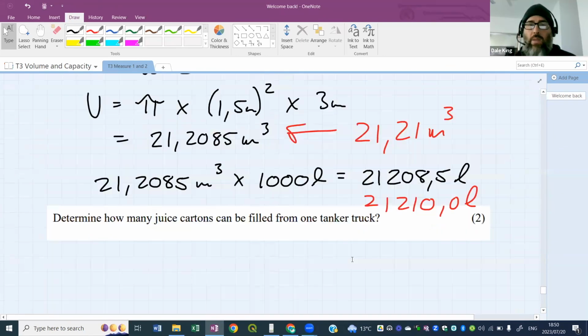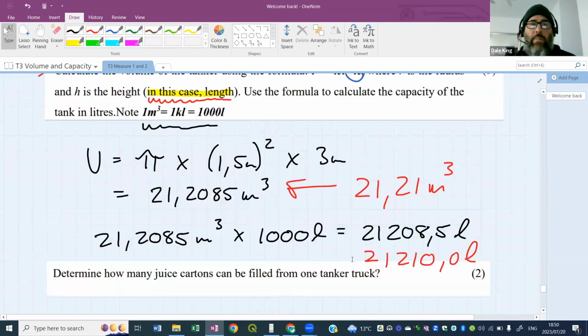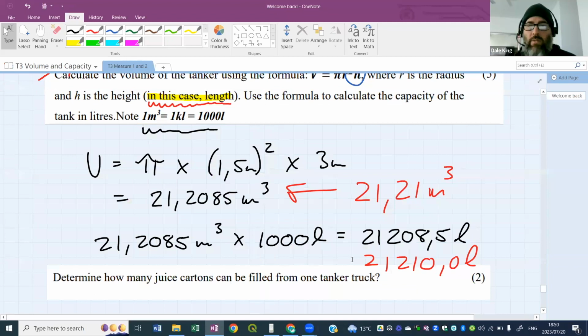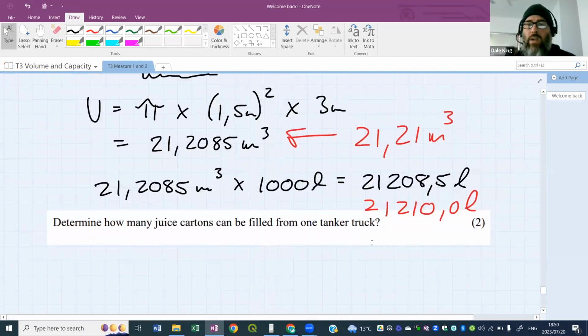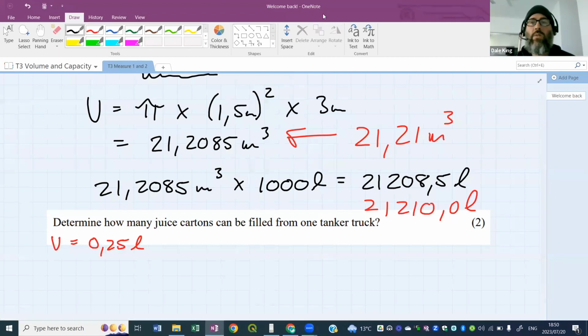All right. Then we come down here and they say, determine how many juice cartons can be filled from one tanker truck. So how many cartons can come out of this tanker truck here if they had to fill juice cartons from the juice from this tanker truck? I'll write the juice carton volume. It was over here. All right, 0.25 liters. There it is. How many juice cartons can we get out of this tanker truck? Shouldn't take you long to work that out.